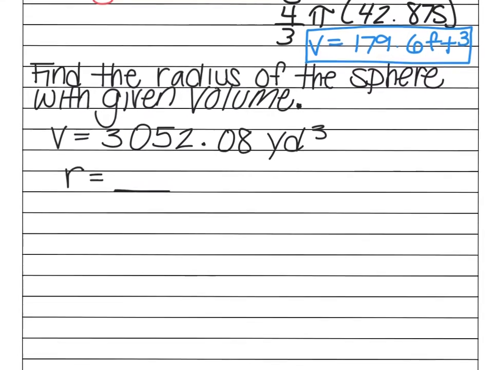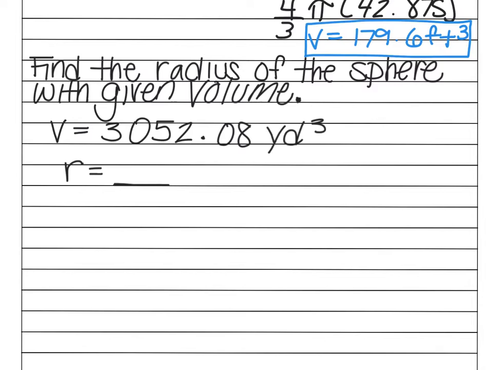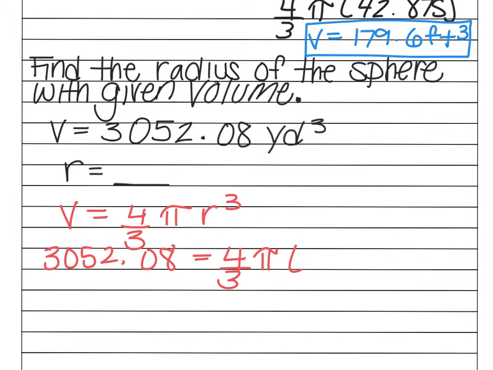When we look down here, it's going to ask you to find the radius of the sphere with the given volume. So with this particular problem, you need to plug in the information that you know into your volume of a sphere formula so you can find the radius. So if you remember, your formula for the volume of a sphere is volume equals 4/3 pi times r cubed. So we're going to plug in our volume, which is 3052.08, equaling 4/3 pi r, we don't know, cubed.